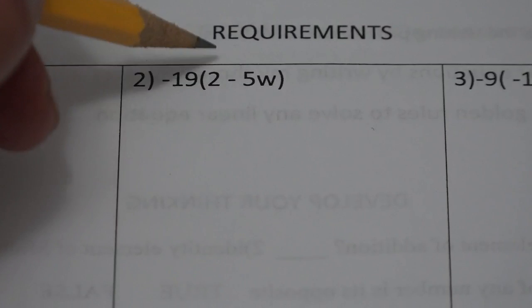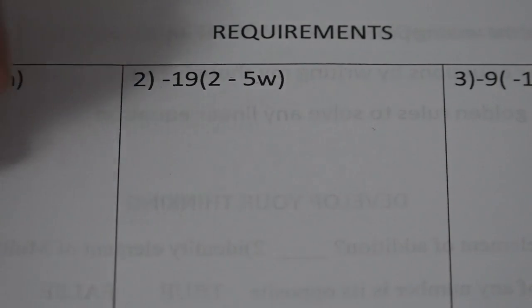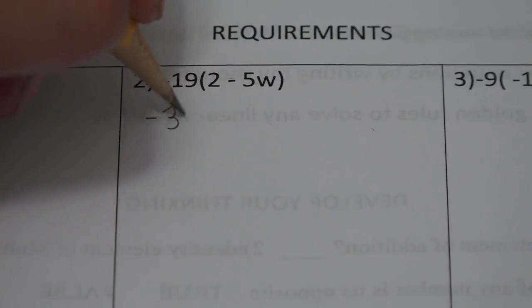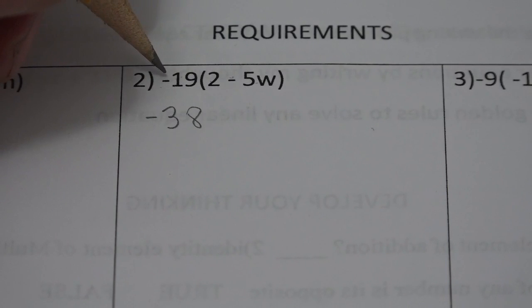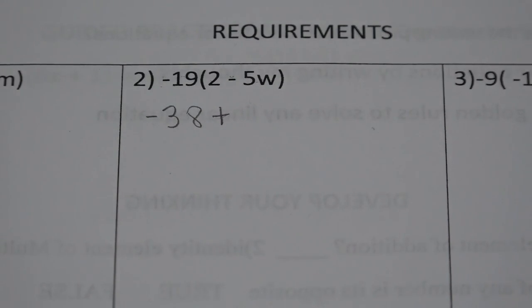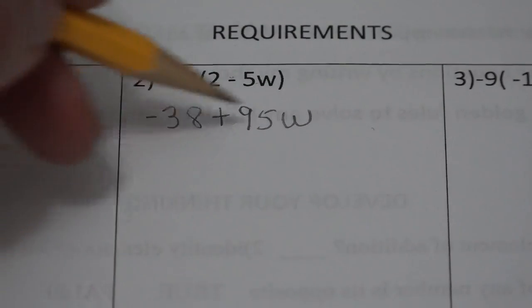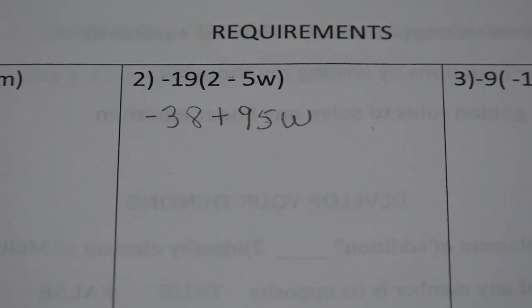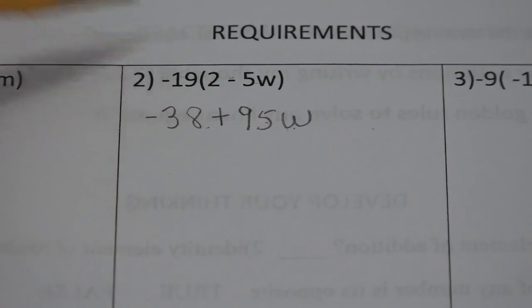Negative 19 times 2 minus 5w. So what is negative 19 times 2? Is negative 38. And then negative 19 times negative 5w, in other words, negative times negative is positive. 19 times 5 is what? There you go, yes, 95. 95w, okay? And then look, you can't add them because they're not like terms, so that's it. If they were like terms, either this doesn't have a w or this would have a w.